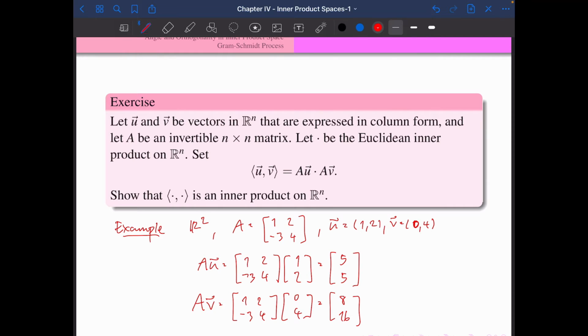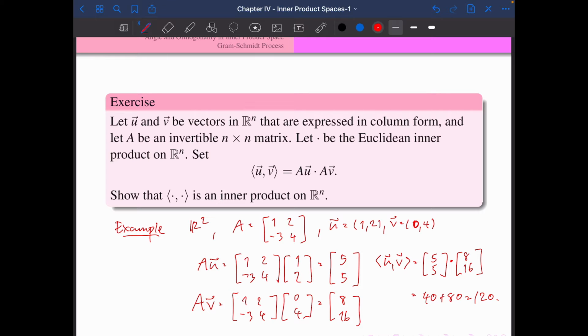Okay, so the inner product of u and v is the vector (5, 5) dot with (8, 16). So this one is 40 plus 80, right? This one is 120.